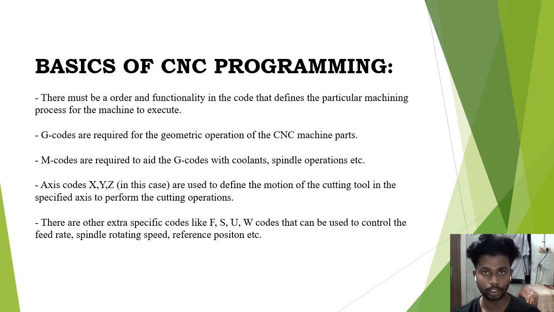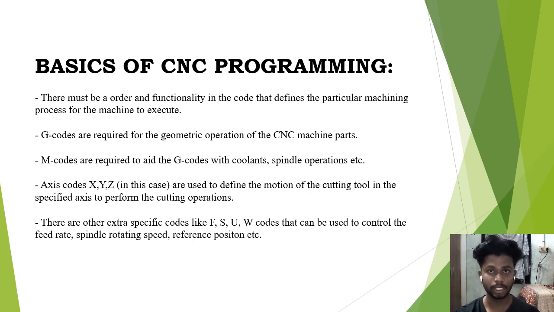There are axis codes like X, Y, Z axis codes, which are used to determine the motion of the cutting tool in the respective X, Y, and Z axis. If you want to move the plane in the X direction by pi, you have to give the notation as X 0.pi, in Y 0.4, and in Z minus 0.3 respectively, according to the user's wish.